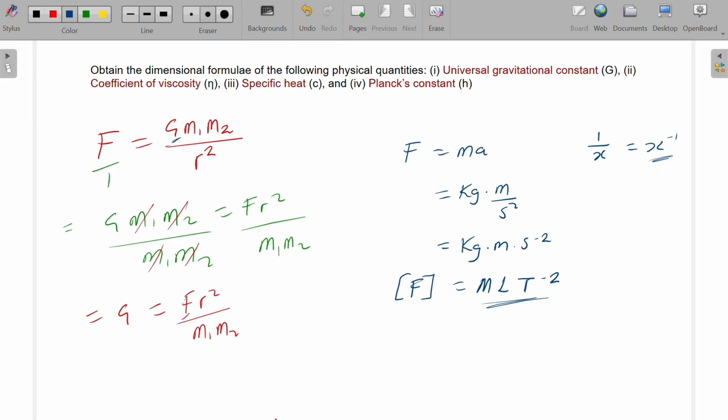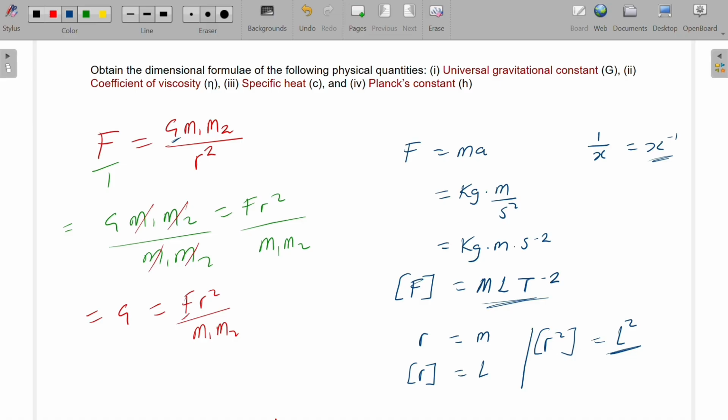All right. Now that we've found it for force, let's also look at the dimensions for r squared. Now, r is radius. Radius is basically just length, so radius is measured in meters. The dimension for r is just L. And since what we have there is r squared, the dimension for r squared would be L to the power of 2 as well.